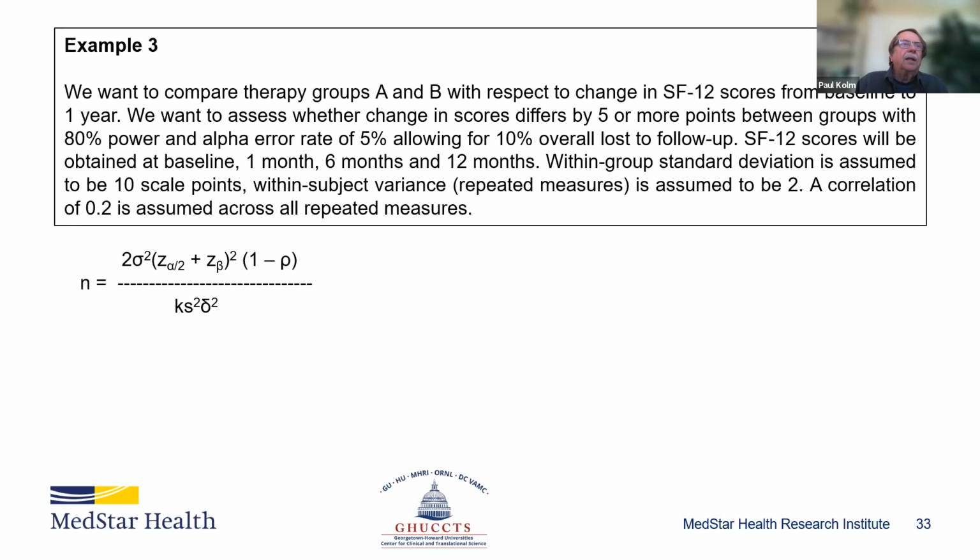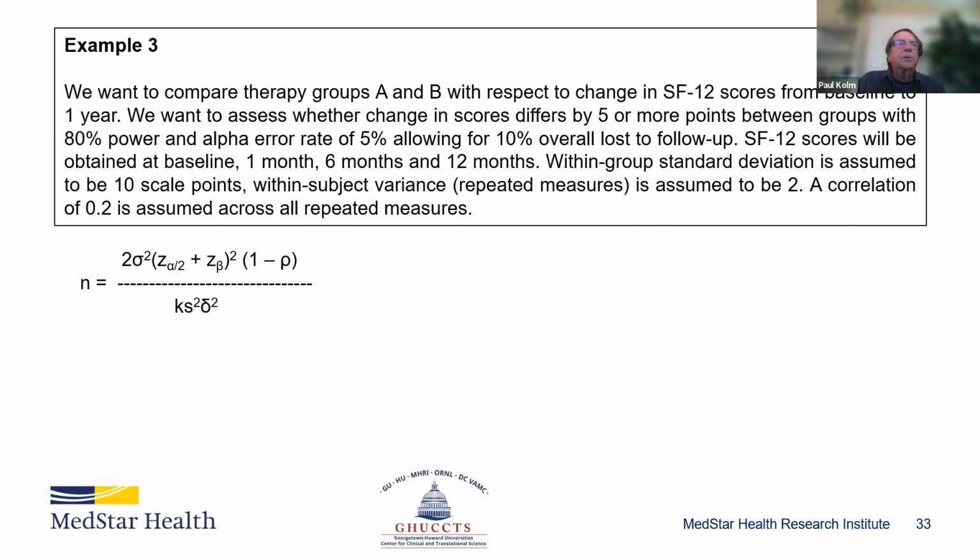Okay, and then finally, we want to do a repeated measures study here. So we want to compare groups A and B with respect to change in SF-12 scores from baseline out to 1 year. And we want to assess whether the change in scores differs by 5 or more points between groups with 80% power and error rate of 5%. And we're going to allow for 10% loss to follow up.